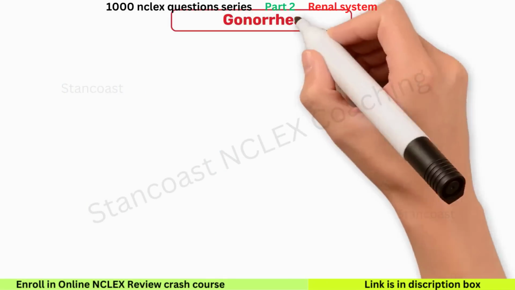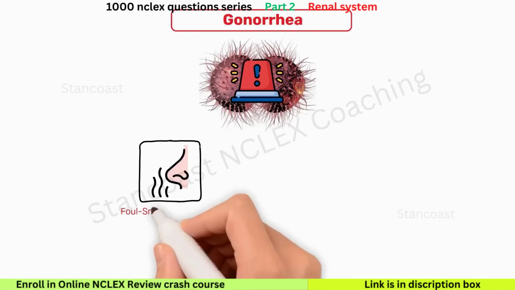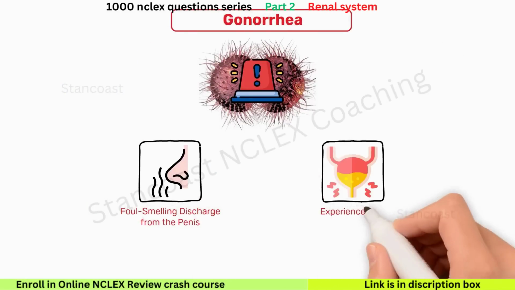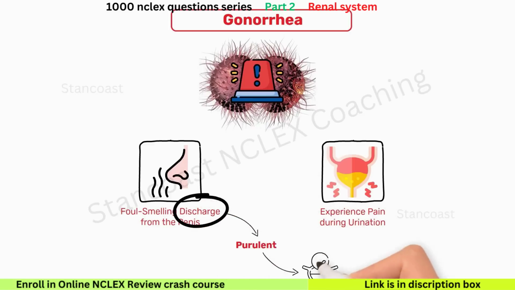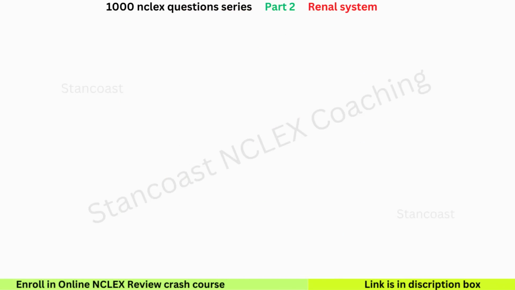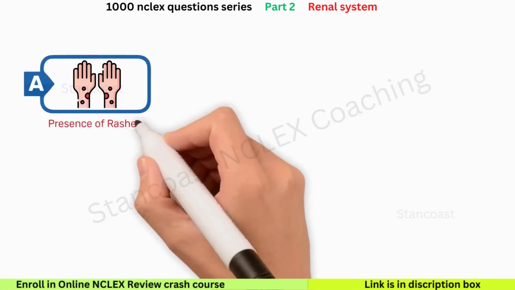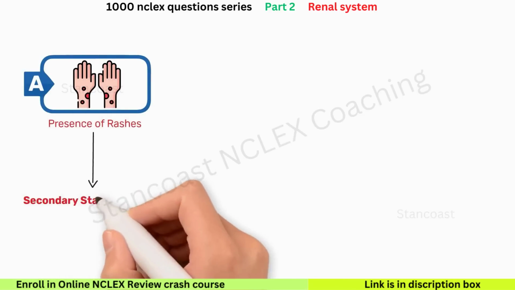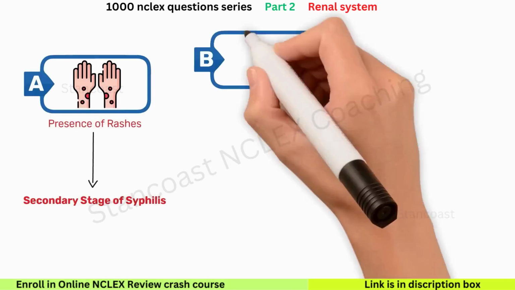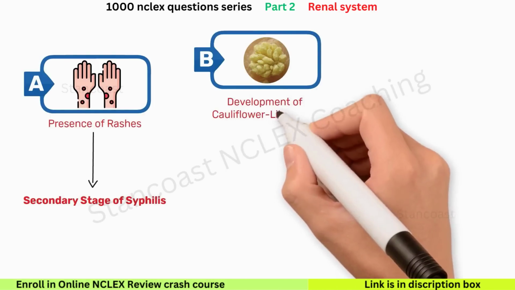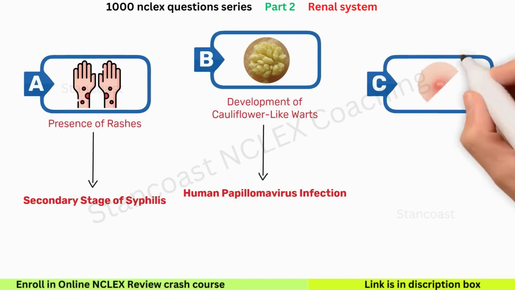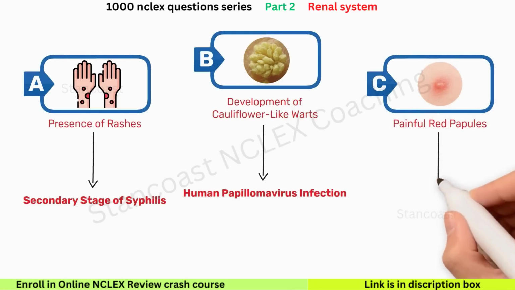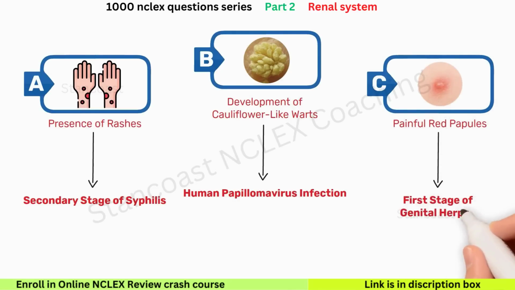Men with gonorrhea typically seek medical attention due to a foul-smelling discharge from the penis and experience pain during urination. This discharge is often purulent and indicates an infection of the urethra. Option A, presence of rashes, is a characteristic of the secondary stage of syphilis. Option B, development of cauliflower-like warts, suggests human papillomavirus infection. Option C, occurrence of painful red papules, may indicate the first stage of genital herpes.